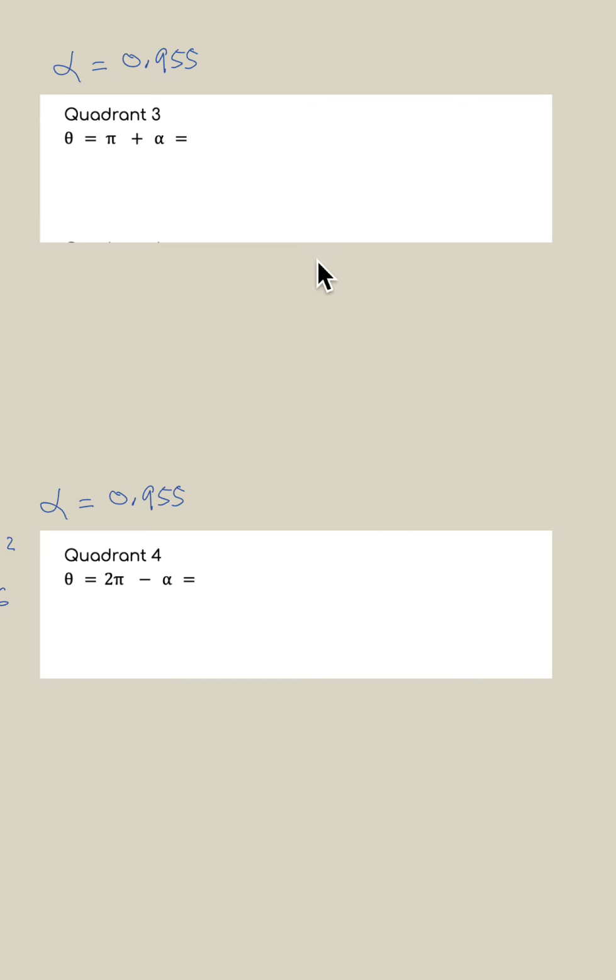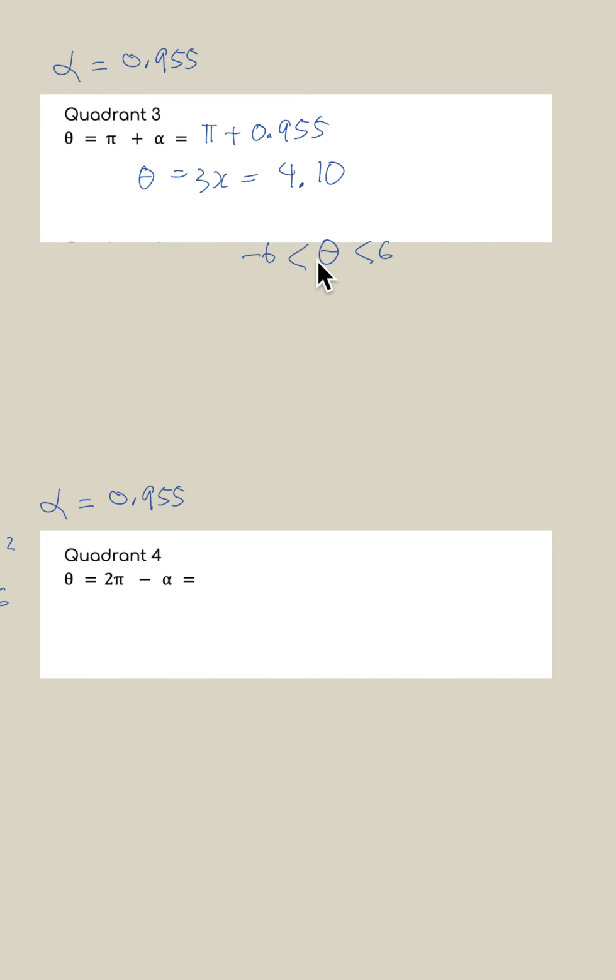Okay, we continue with quadrant 3. The formula is pi plus alpha. So we calculate pi plus 0.955, theta, which is equals to 3x. We just use calculator. Pi plus 0.955, you're getting 4.10 radian. And don't forget to check with our range.